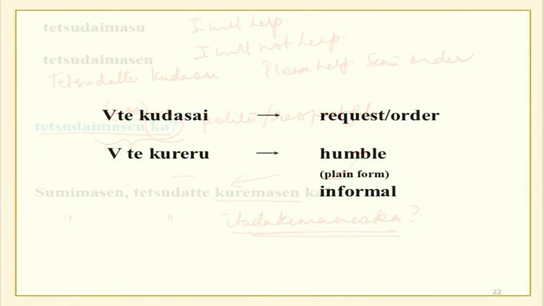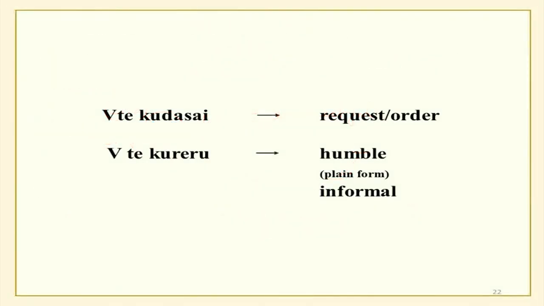As I have been saying, verb te kudasai is a semi-order with a polite word, which is kudasai. Whereas although verb te plus kuremasu or kureru is considered polite or humble, you would have noticed that the verb is still in plain form and sounds still more like an order, and it is considered informal. So even though it is humble, it is still not very polite.